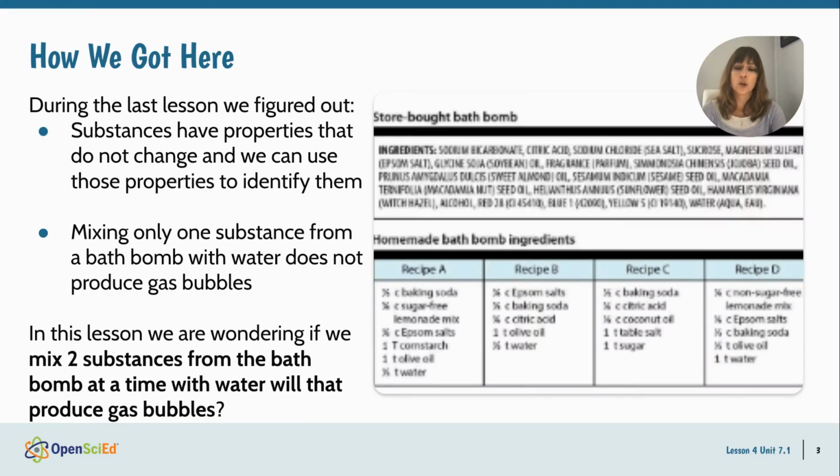In lesson 3, we were trying to figure out which substance in a bath bomb causes the gas bubbles. Students mixed one ingredient at a time in water only to find out that no one substance makes the gas bubbles. And we also figured out some things about substances, that they have properties, and those properties can help identify a substance. This led us to wonder if there's a combination of substances that are causing the gas bubbles.